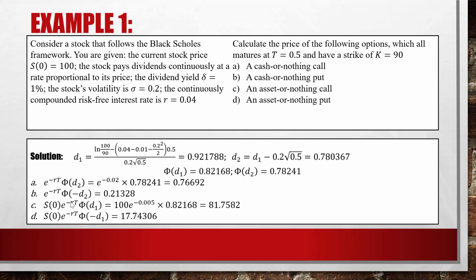For part D, we basically just have to flip the sign of D1 in part C, and it should be 17.74306. You can do it by yourself. I repeat, for D, S0 is given as 100, R is given as 0.04, T is 0.5. D1 here is replaced by minus D1. Phi of minus D1 is just 1 minus phi of D1, so it's very easy to calculate.